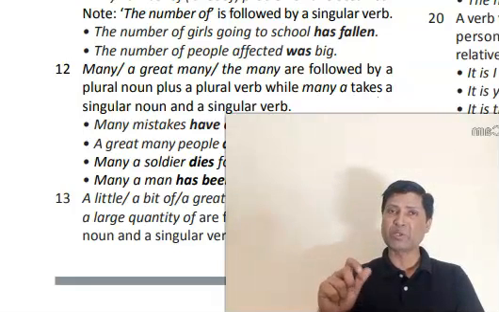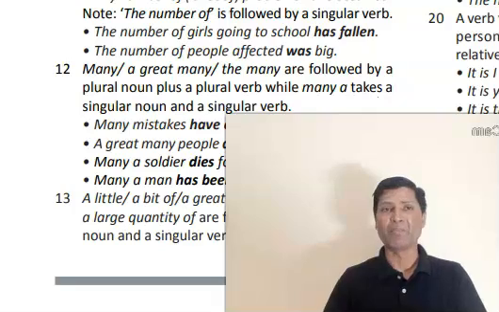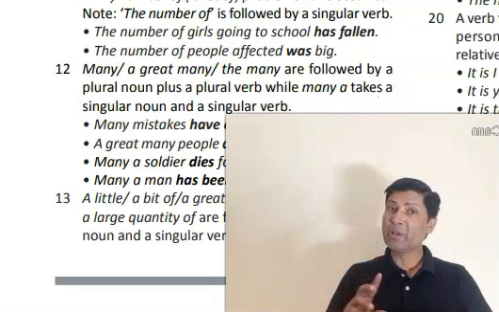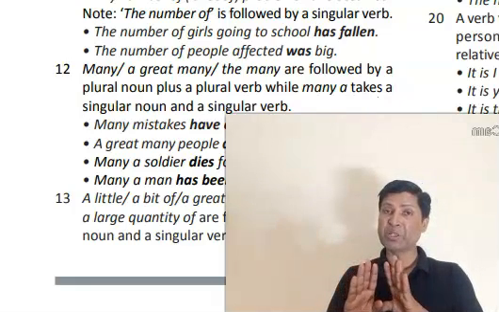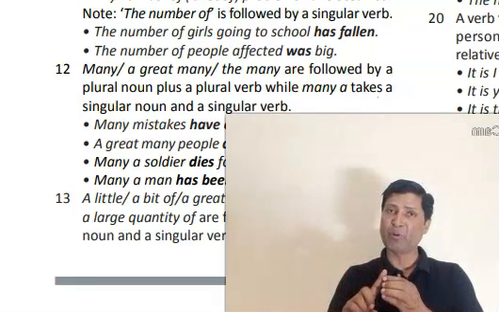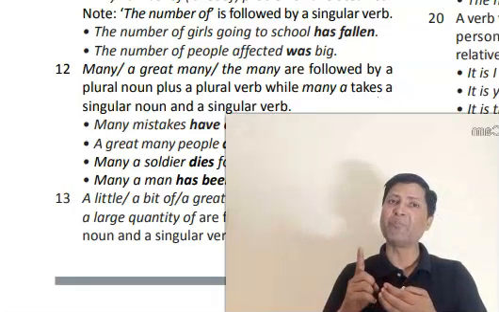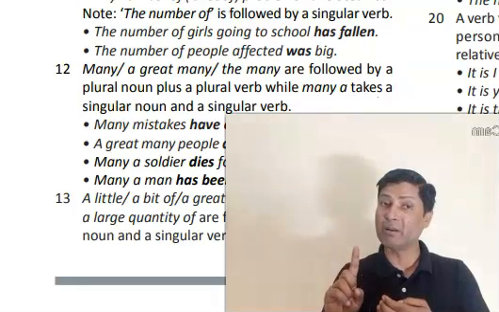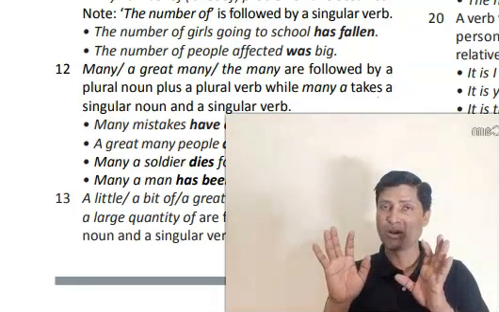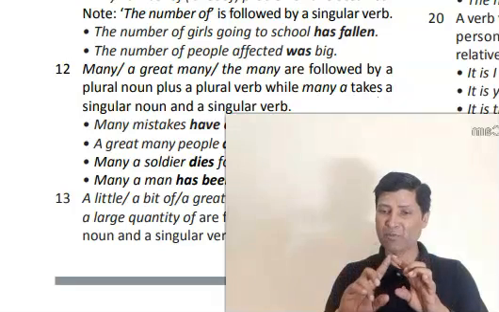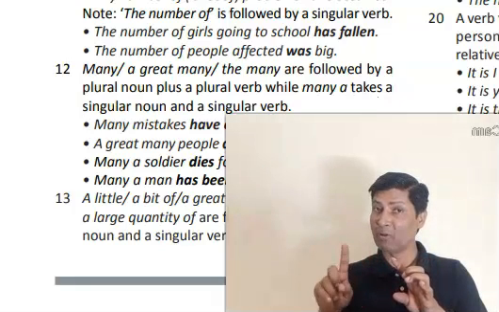A similar interesting rule is there with many. Many, a great many, the many are followed by a plural noun and a plural verb. But if you are using many a, do not get confused. Many can be followed by the article a. So keep in mind, if many is followed by the article a, that many becomes singular, and therefore it will be followed by a singular noun plus a singular verb.